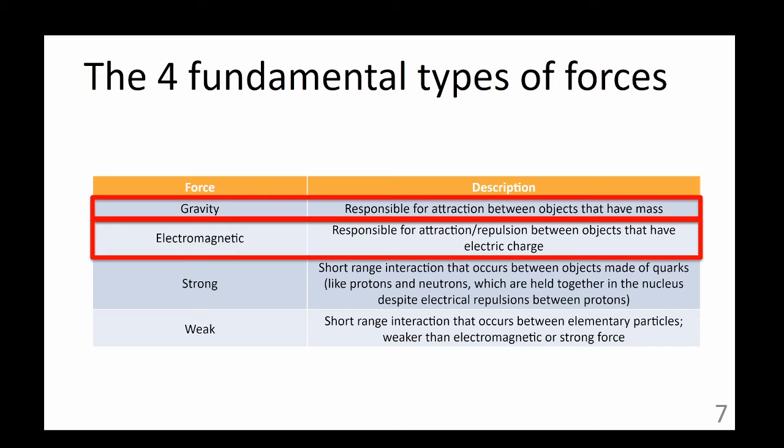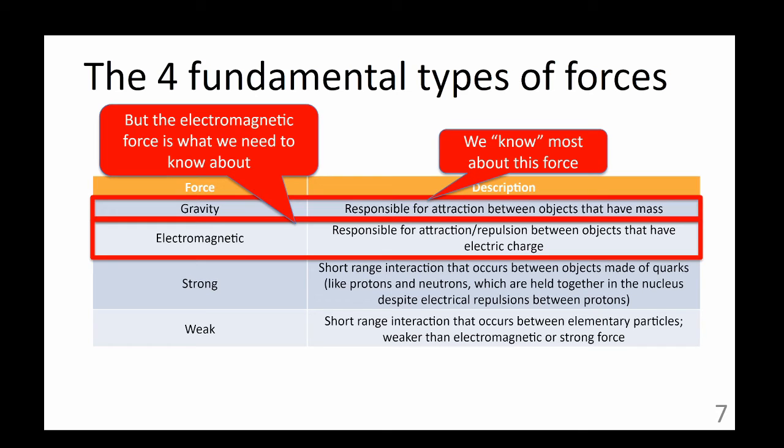Gravity is responsible for attraction between objects that have mass, while electromagnetic force is responsible for attraction and repulsion between objects that have electrical charge. You are probably most familiar with gravity, but chemists care most about the electromagnetic force, since most chemical interactions are due to the electromagnetic force.